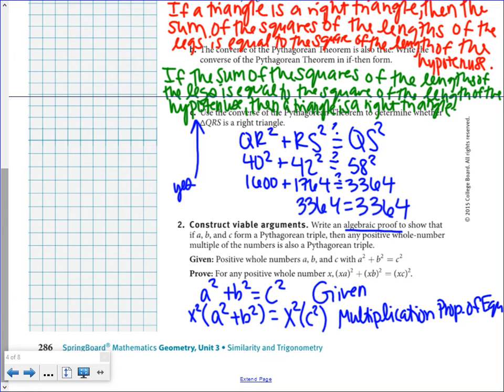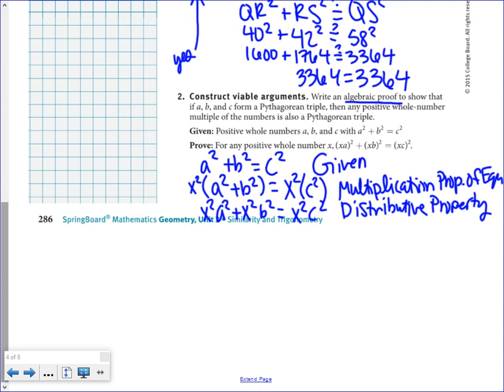So then, if you distribute, you have x squared times a squared, plus x squared times b squared, equals x squared times c squared. I think, yep. Distributive property. From there, I know that if I have x squared, a squared, I can just write (xa) squared. Same thing, I can write (xb) squared and (xc) squared.